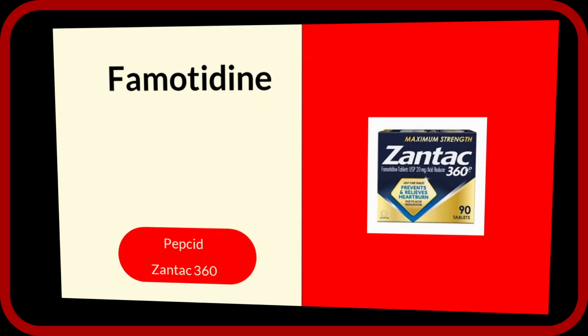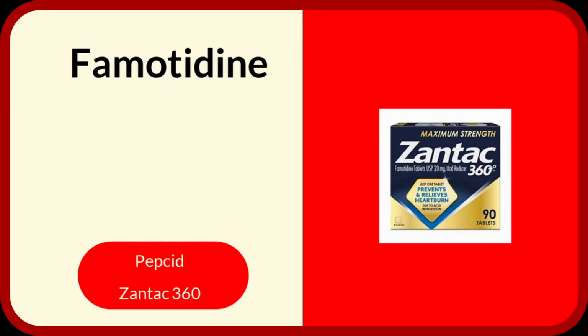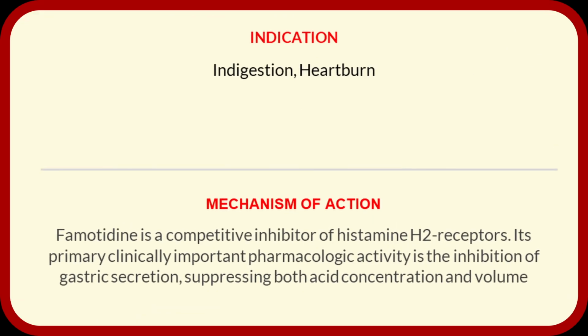Next, the H2 blockers. Famotidine, known as Pepcid or Zantac 360, is used for indigestion and heartburn. Famotidine is a competitive inhibitor of histamine H2 receptors. Its primary clinically important pharmacologic activity is the inhibition of gastric secretion, suppressing both acid concentration and volume.